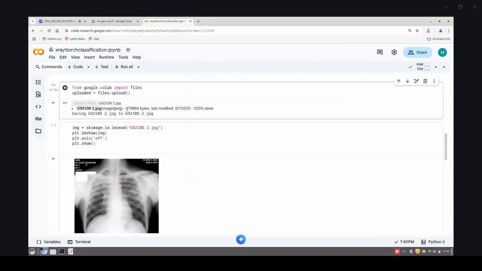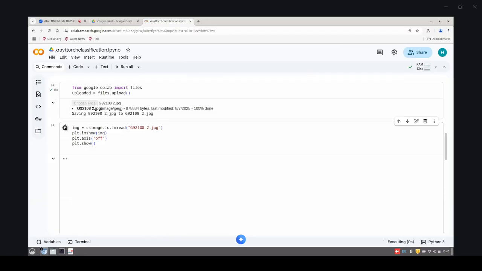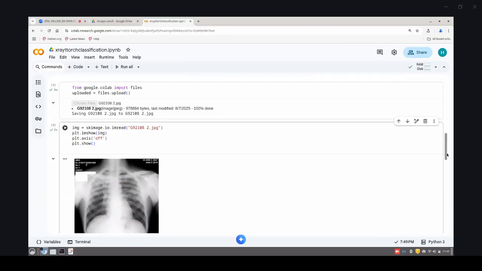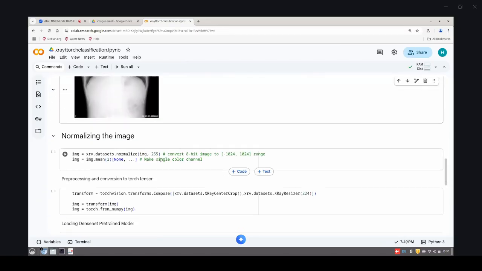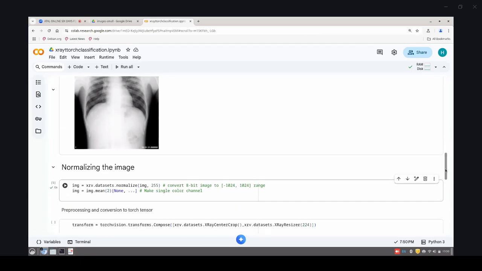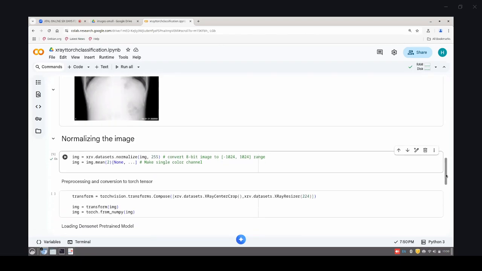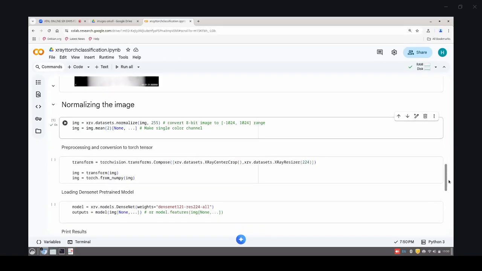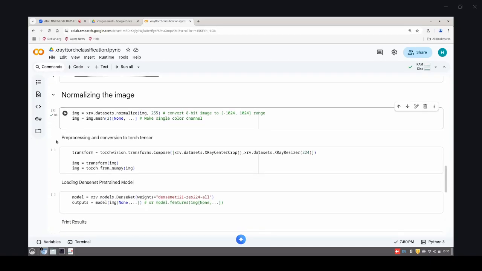So I'm now uploading this file and just plotting that X-ray image. I am performing normalization. So normalization, you know, right? Each pixel I will divide by 255 to make it between 0 and 1.